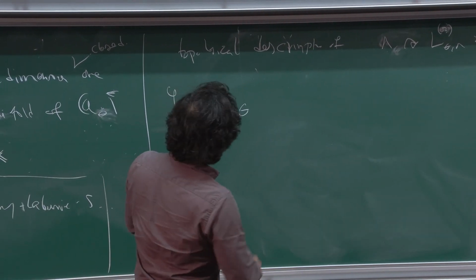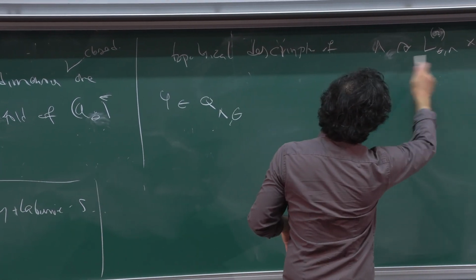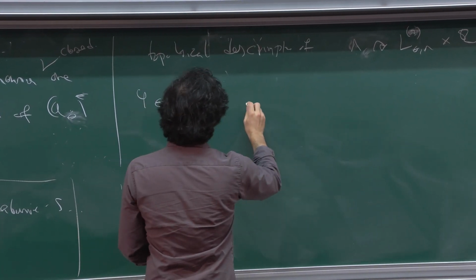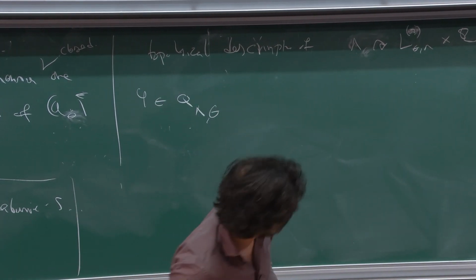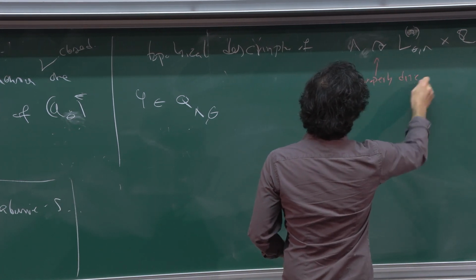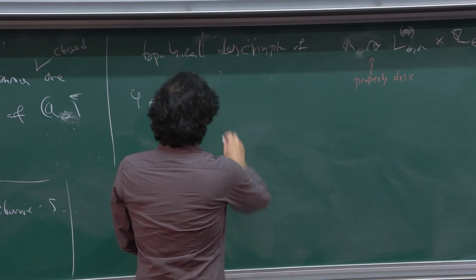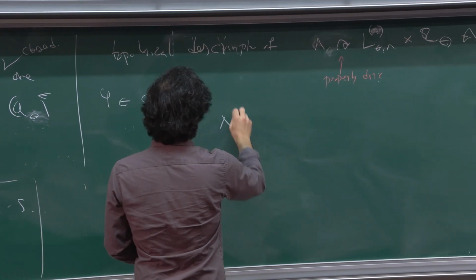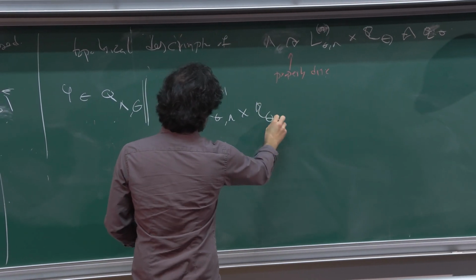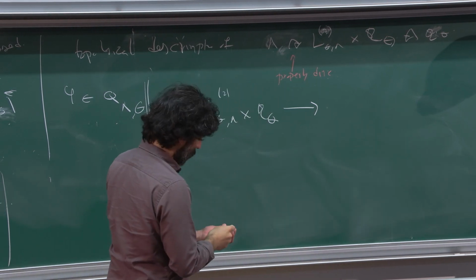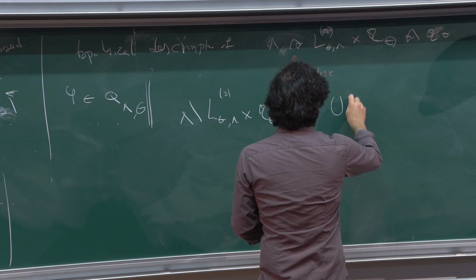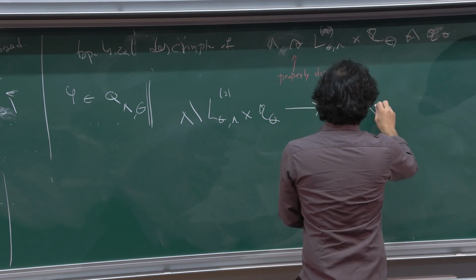So essentially what happens is that this action is going to be properly discontinuous. We're going to take the quotient. So what is this quotient going to be? It's something that Patterson explained yesterday. It's going to be the unit tangent bundle of our group times the kernel of phi.